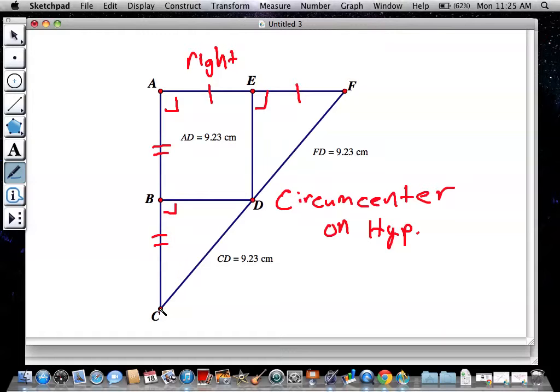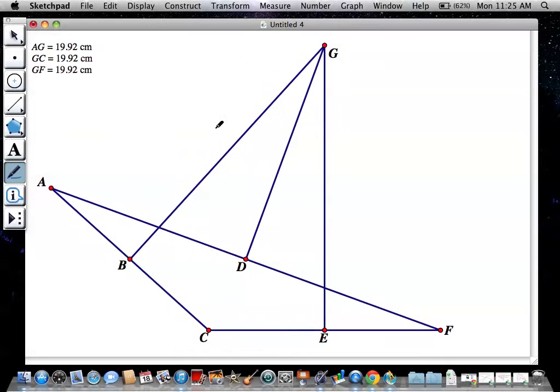Now notice the same theorem holds true from the vertices to the circumcenter. So D here would be the circumcenter. C to D, 9.23. E to D, 9.23. A to D, 9.23. So the theorem still holds true. Now if it's an acute triangle, the circumcenter is located inside. Right triangle, circumcenter is located on the hypotenuse. So for an obtuse triangle, the circumcenter is located outside of the triangle.